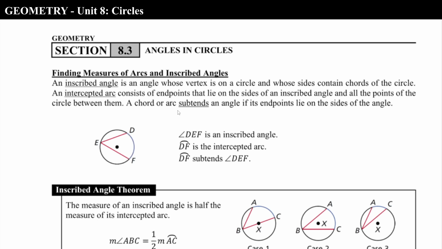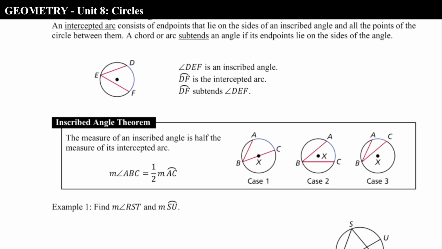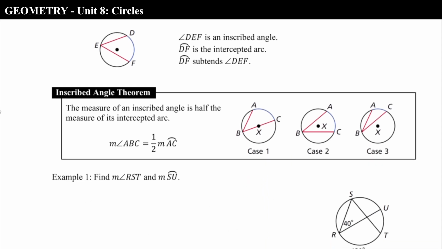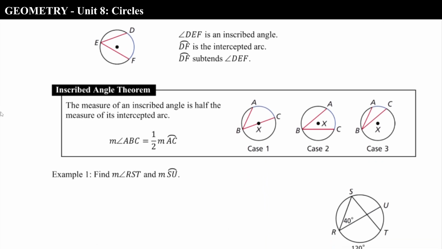A chord or arc subtends an angle if its endpoints lie on the sides of the angle. So DF subtends angle DEF. That term is not going to be quite as important as inscribed angle and intercepted arc. So what we're talking about here is DF and the relationship it has with inscribed angle DEF. So what is that relationship? Well, the measure of an inscribed angle is half the measure of its intercepted arc.